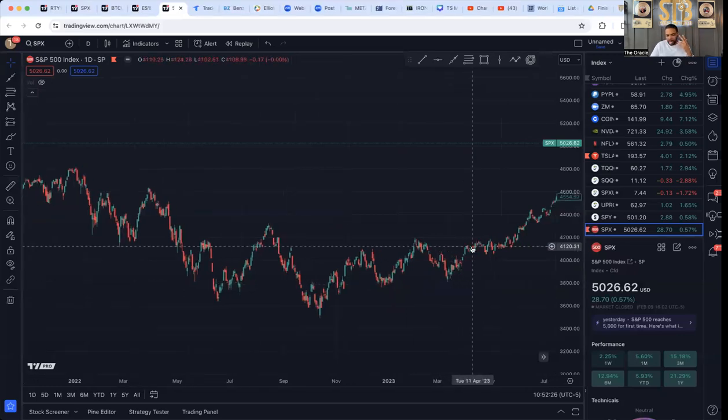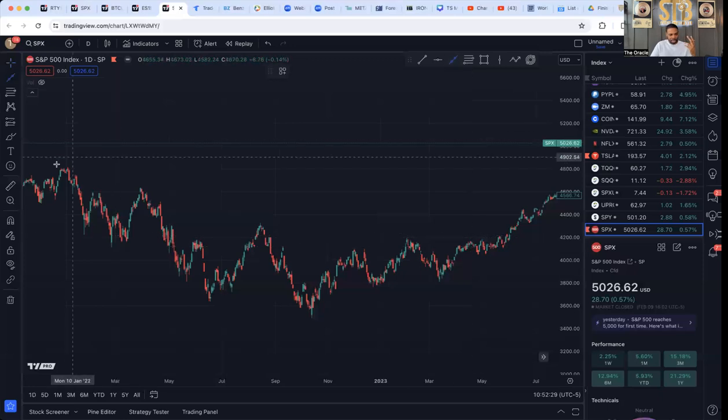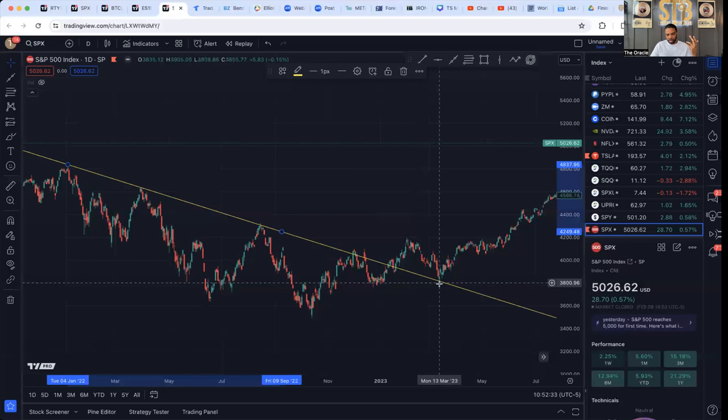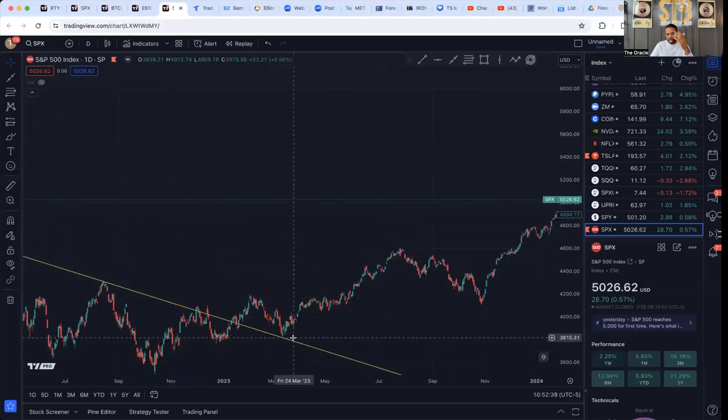So I don't even need the line, but if I want to confirm it, I'm like, well, let me check it out. Boom. Oh, there it is. Support. Okay, so yeah, it's a great place to buy. Resistance, resistance, resistance, resistance. That's support. Cool. And then we take off from there. Right.